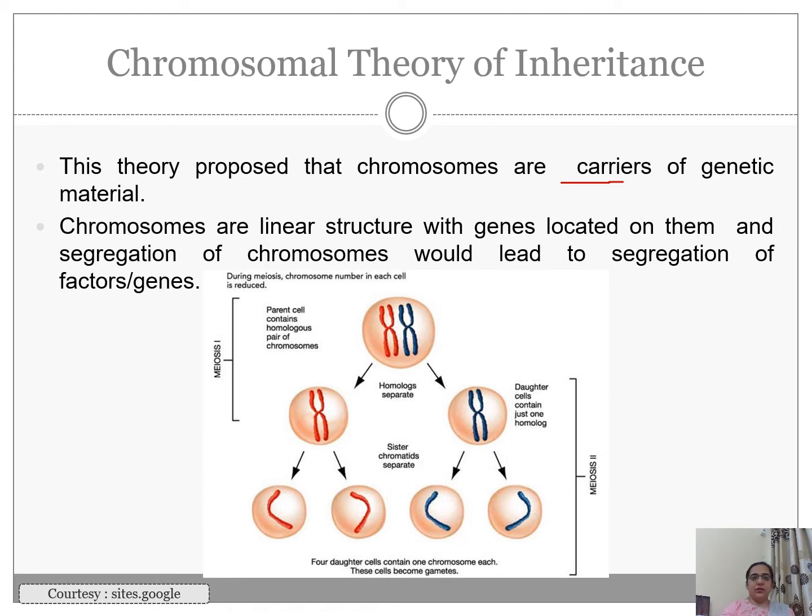Second proposal was that chromosomes are linear and genes are located on them. And segregation of chromosome will lead to segregation of genes automatically. So here in this diagram you can see the structure of homologous chromosomes. During meiosis 1, as we know that it is a reductional division, there is a separation of homologous chromosome, and in meiosis 2, chromosome will split apart and they will segregate into the chromatids. And genes are located on the chromosome. So automatically genes will also segregate.